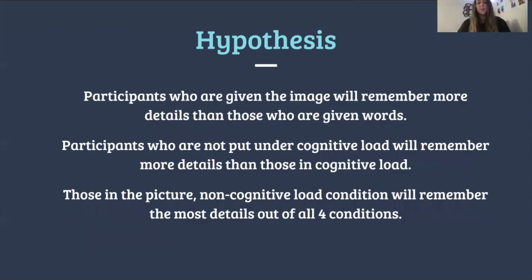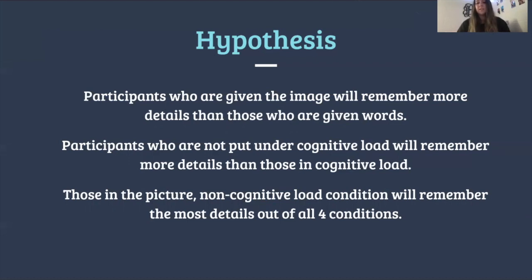And so in terms of what we hypothesized would happen in the study, we thought that participants who were given the image would remember more details than those who are given words, and that corresponds with the picture superiority effect. And then we also thought that participants who are not put under cognitive load would remember more details than those in cognitive load, because if someone undergoes cognitive load, in which we used a 7-digit number recall task, our working memory can only hold around 7 plus or minus 2 pieces of information at one time.